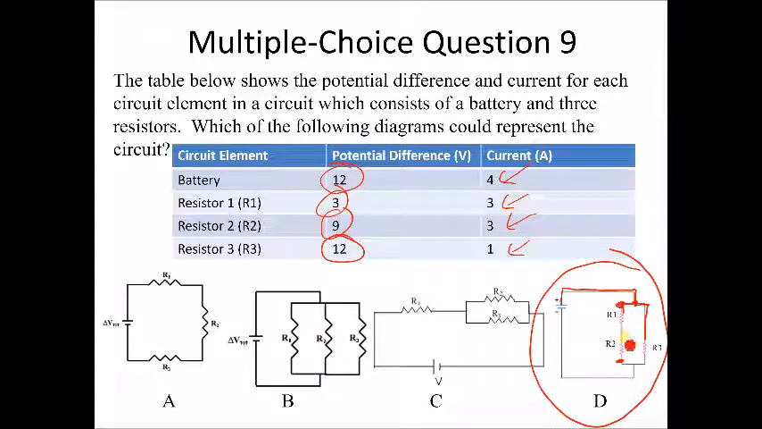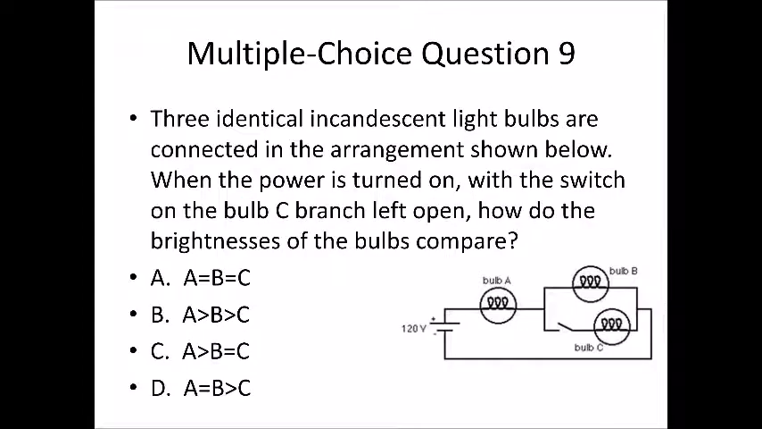But if you measure the drop across this R2 resistor and this R1 resistor, those drops will add up to be 12. That's why we see this 3 plus 9 is 12 pattern. That's also why those two resistors have the same current, because they are in series with each other. If 3 amps go through one of them, 3 amps also have to go through the other one. Only 1 amp goes through here, and that's because apparently this resistor has a much higher resistance than either one of these put together. All right, that's multiple choice question 9.